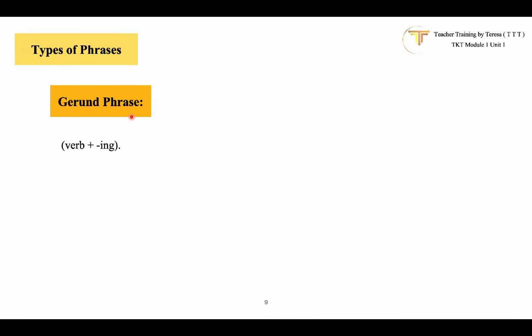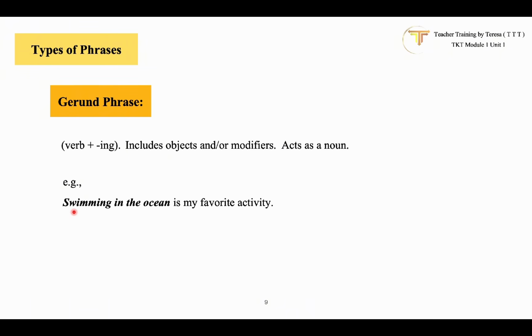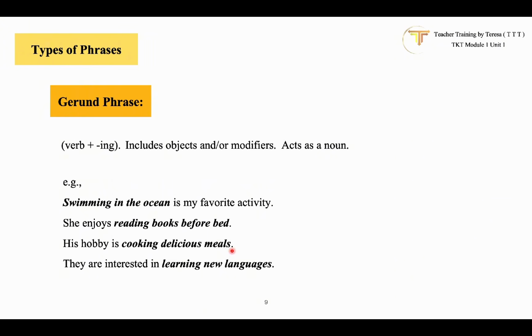Gerund phrase: verb plus -ing, includes objects and/or modifiers. Acts as a noun. Examples: Swimming in the ocean is my favorite activity. She enjoys reading books before bed. His hobby is cooking delicious meals. They are interested in learning new languages.